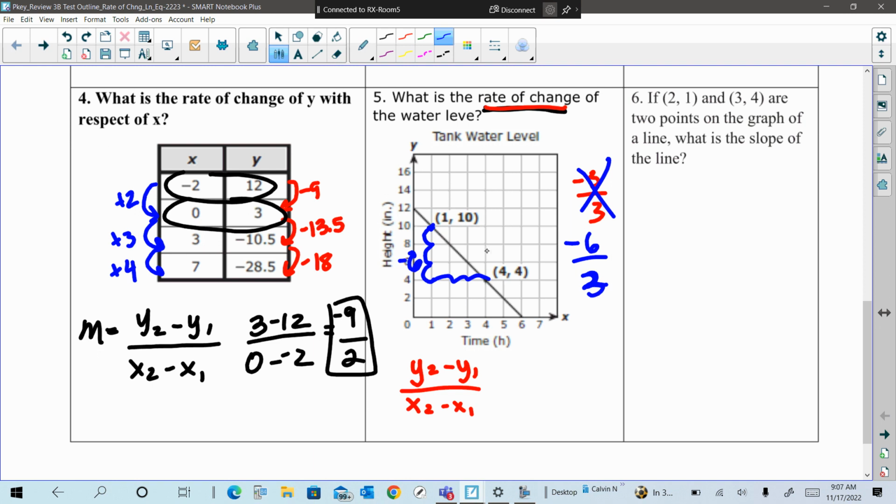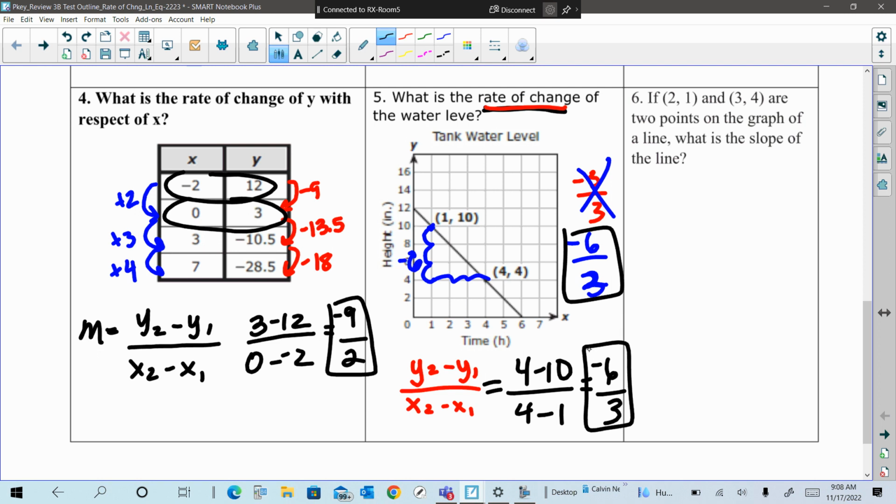If you use your points, you get the same answer. So this would be 4 minus 10 on the top and 4 minus 1. This gives me a negative 6 over 3. Again, I get the same answer. You see that right here? This is why I say this is the most accurate, the best way. Wouldn't that be negative 2? Yeah, the final answer is negative 2.